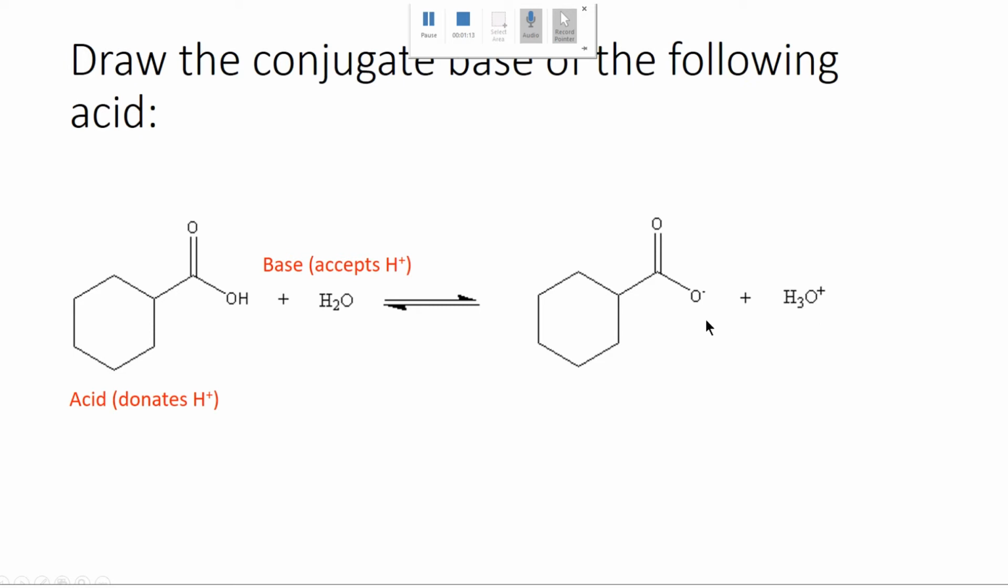All right, also notice that we form charges. Again, this is when in Sapling you want to make sure you include your charges. So we have a negative charge on this oxygen. The reason being is because it lost a proton, which is positive. So you become more negative once you lose that positively charged proton there. Water accepted that proton, so it became positive.